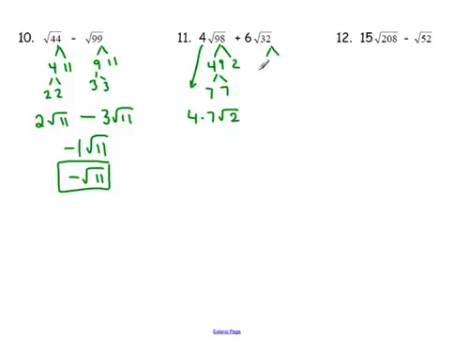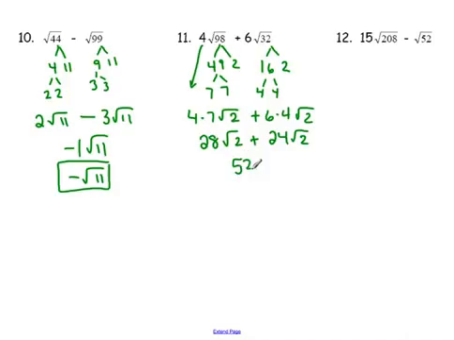When I break down 32, that becomes 16 and 2. 16 is a perfect square. I can break that down into 4 and 4. So I would just have 4 times the 6 with a leftover 2. When I simplify this, this becomes 28 times the square root of 2 plus 24 times the square root of 2. Since my square root of 2's are the same, I can simply add these two together. 28 and 24 gives me a total of 52 square root of 2.